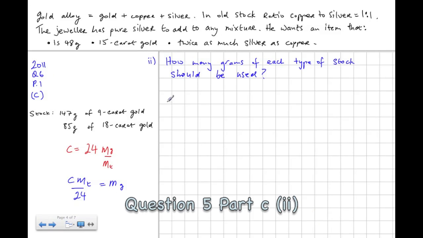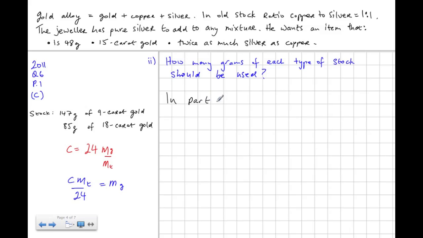Okay, question 5, part C2. Now we want to know how many grams of each type of stock should be used in creating this 48 gram 15 karat gold item. Now this question is a little bit like the part B that we did already. It's going to involve simultaneous equations.